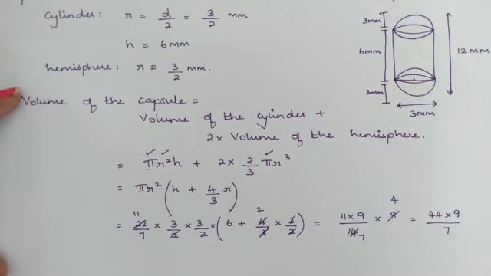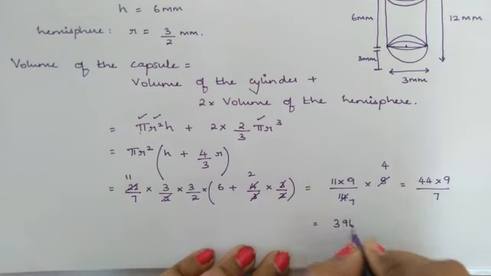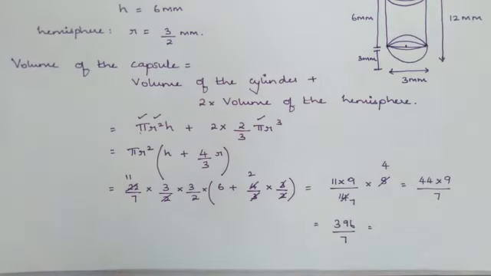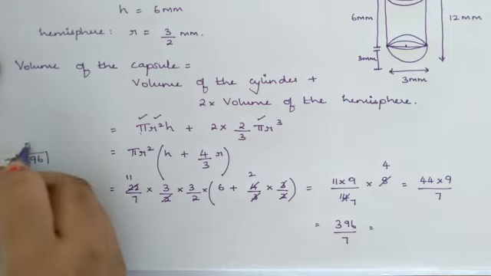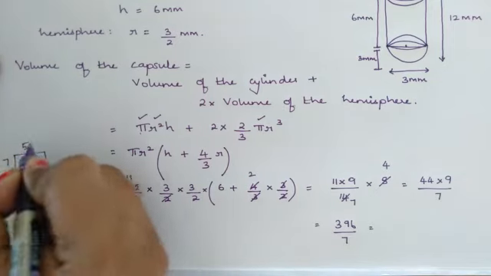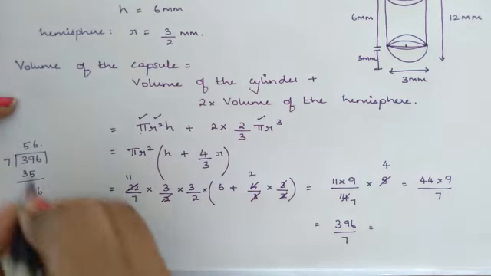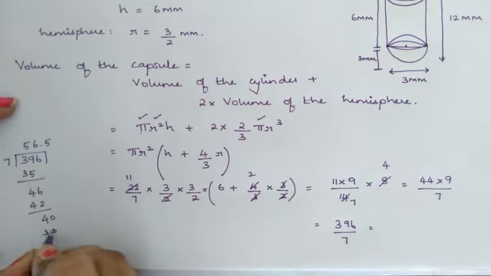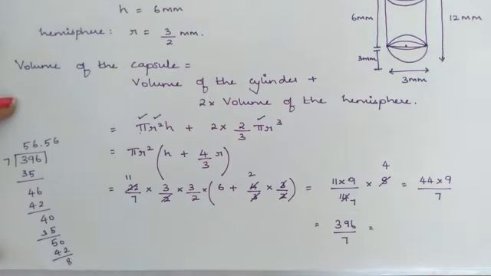Let's find out what is 44 into 9. 396. So this is 396 divided by 7. Let's find out what is 396 divided by 7. I'm going to do the division here. 7 5 times 35. Balance 4. Bring 6 down. 7 6 42. Balance 4. Decimal point 0. 7 5 times 35. Balance 5. 0. 7 6 times 42 again. So it goes on. Let's stop with this.